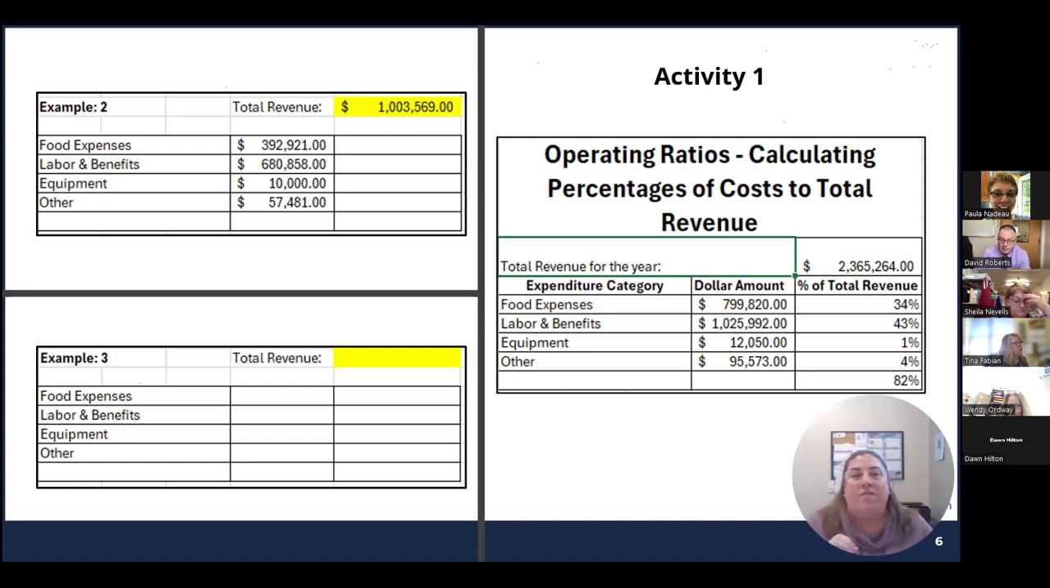So, with these, you want to round up. I should have told you that. That is the rounding principle, so you'll be rounding up on these. So it would actually be 68, but I can tell you know what you're doing. So, yes. And then equipment was 1%, other was 6%.